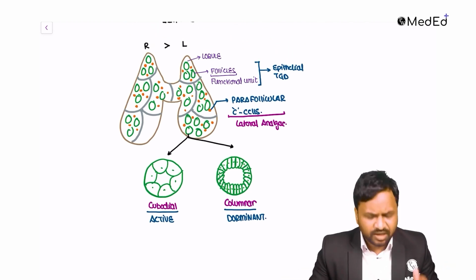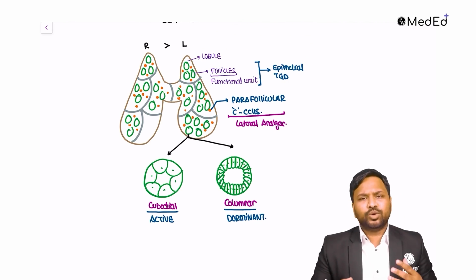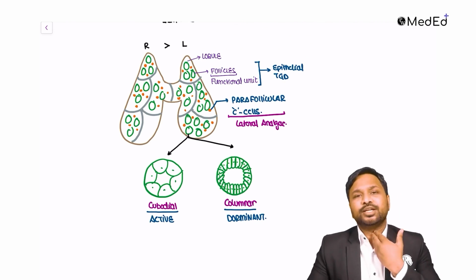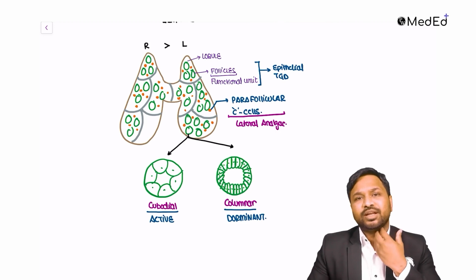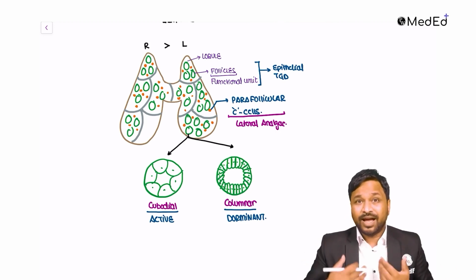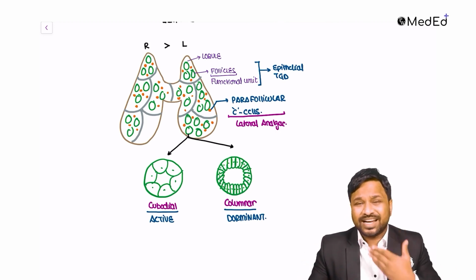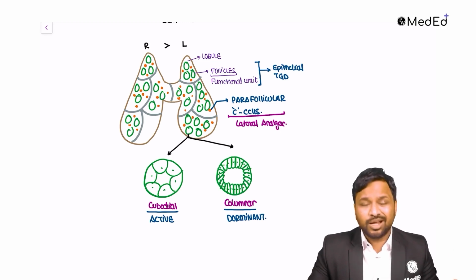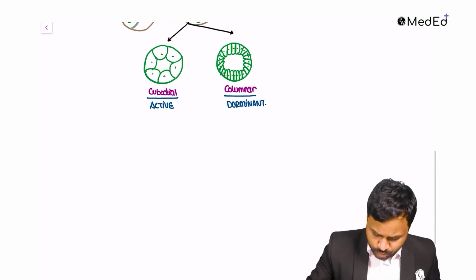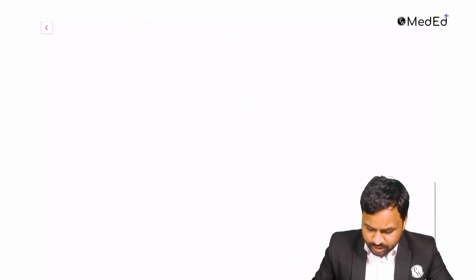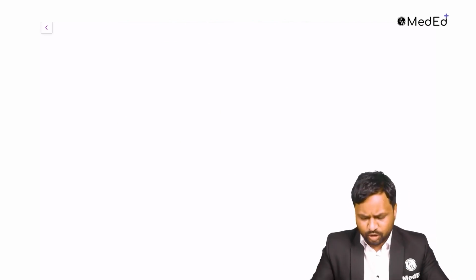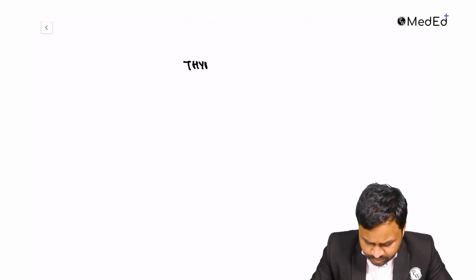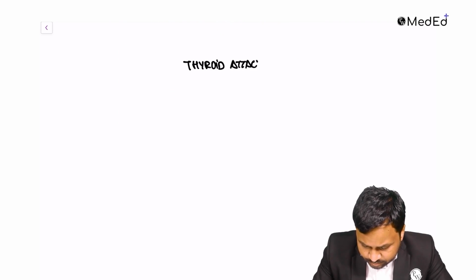Now, another very important question is, the thyroid gland is present between C5 to T1 in the region of your neck. Why is it not falling down? How is it able to stay there? Why is it sticking there? Who is holding it? All these questions we are going to answer. I would like to call it the thyroid attachments. So I'll be talking about the thyroid attachment.